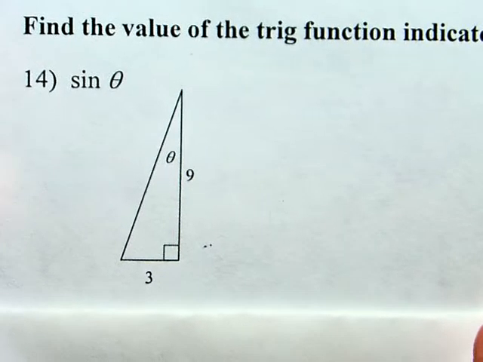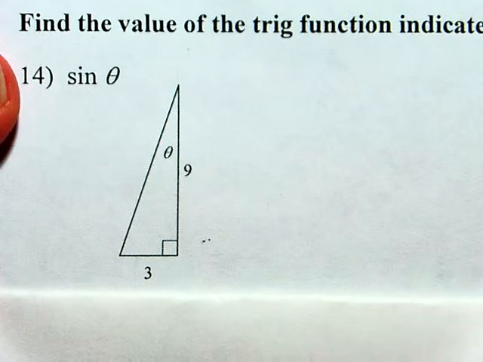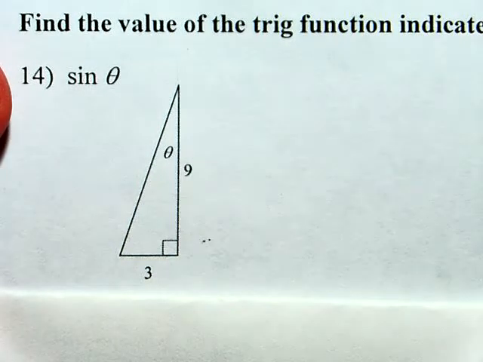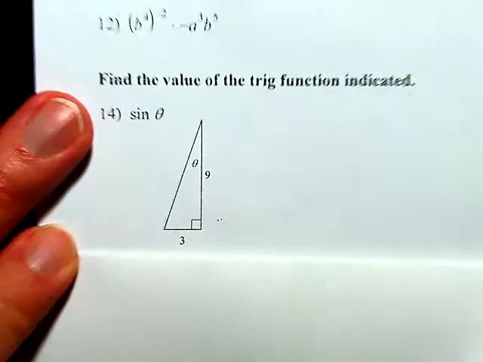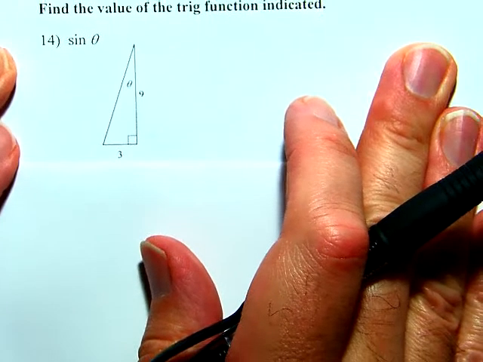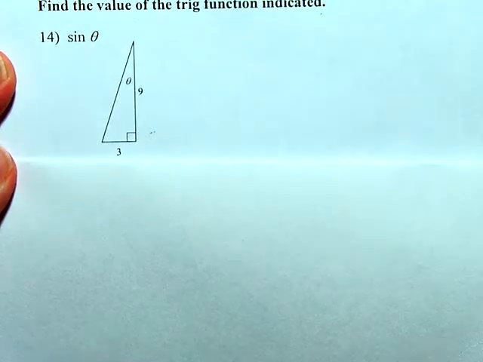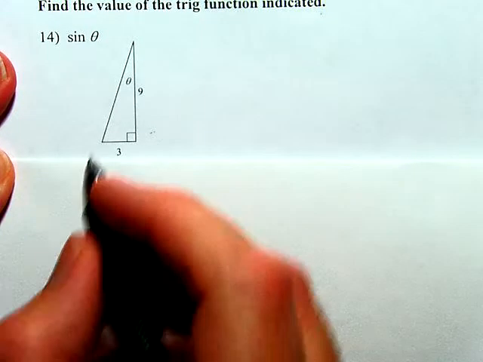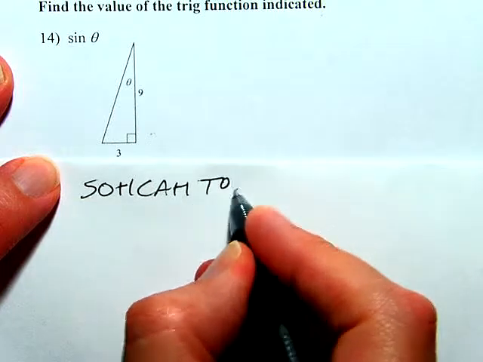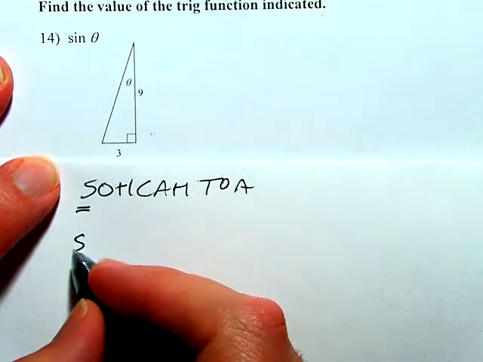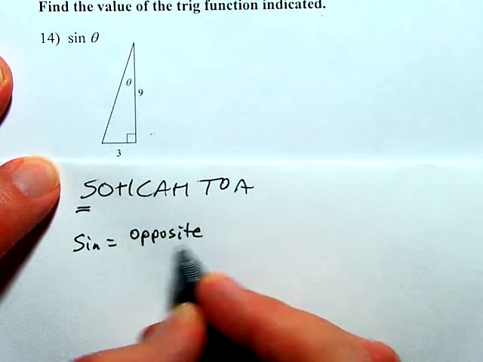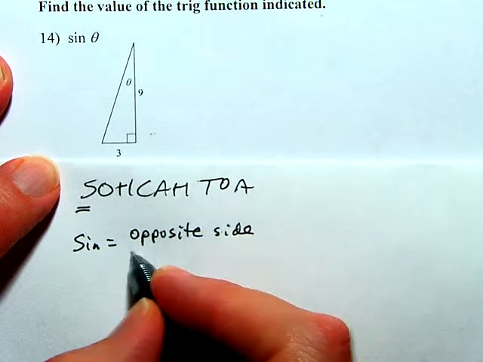Do we need to know the hypotenuse? Well, let's take a look at sine theta. This is theta. We need to find the sine of that angle. Remember SOHCAHTOA? SOHCAHTOA is a good shortcut for remembering how to calculate sines, cosines, and tangents if you're given a triangle. SOHCAHTOA means that the sine is equal to the opposite side over the hypotenuse.